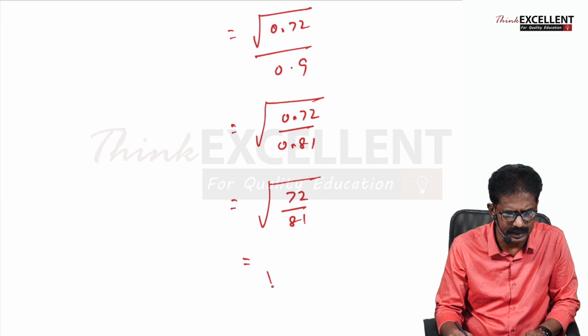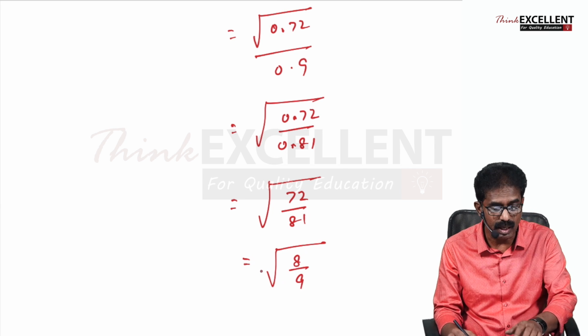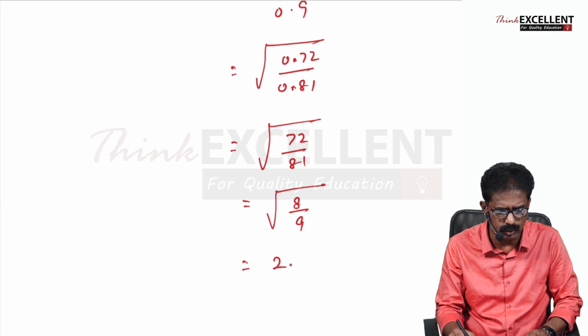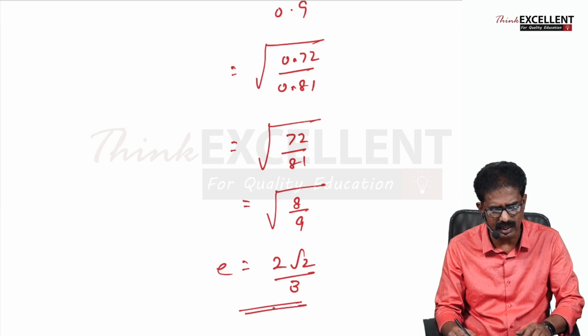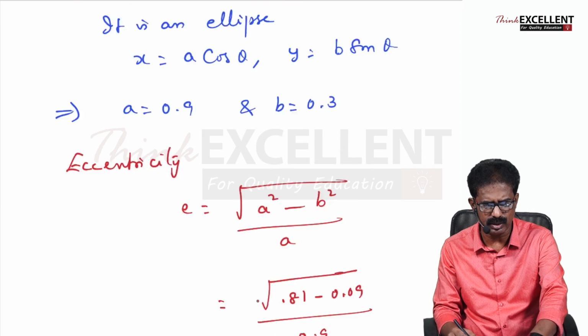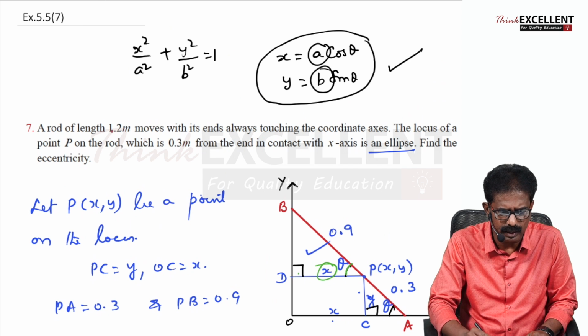72 by 81, you can cancel by 9 table. So 8 by 9. Root of 8, numerator, root of 8 is 2 root 2, by 3, 9 root is what? 3. So this is eccentricity. They asked to find the eccentricity. So some calculation only after finding a and b. Okay, so hope you understood this.